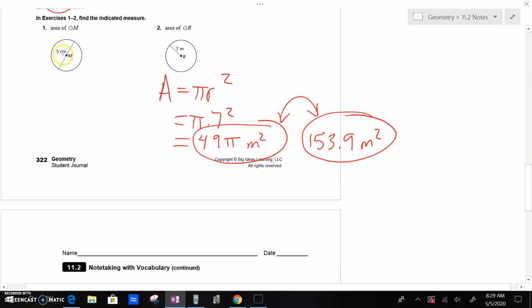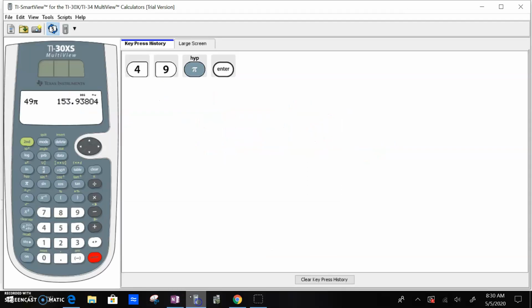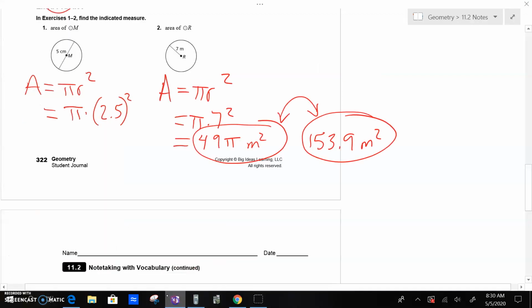Number 1 is harder because they didn't actually give the radius. They gave the diameter, which is 5 centimeters. That's that whole amount, and the only thing that means is you have to cut it in half to get the radius. So our area is still pi r squared, but now it's pi times 2.5 squared. And 2.5 squared is just a slightly harder number to do than 7. If we do 2.5 times 2.5, you get 6.25. So our answer is 6.25 pi, and that would be the exact answer.